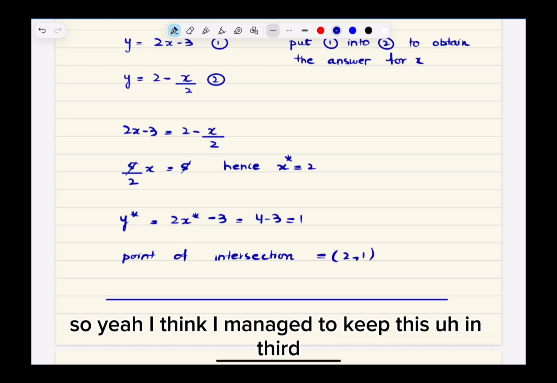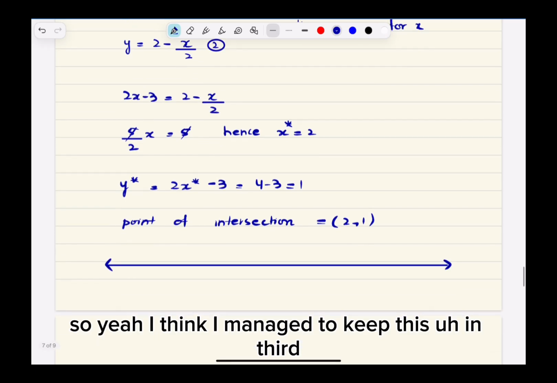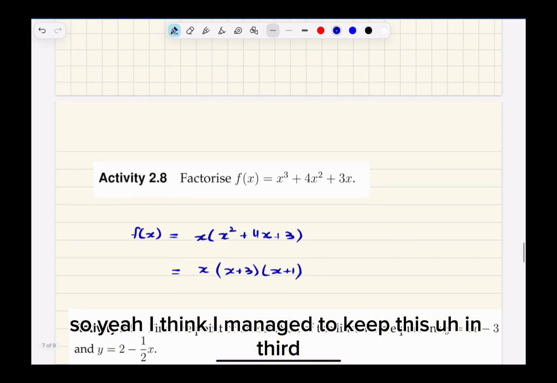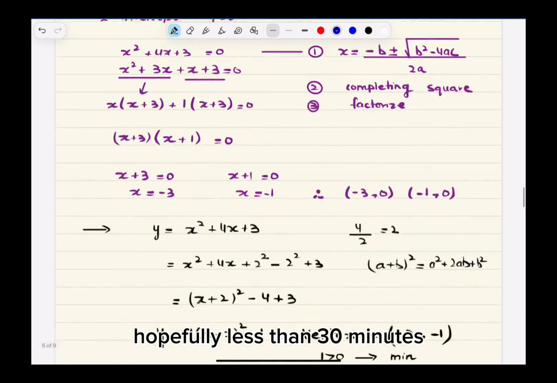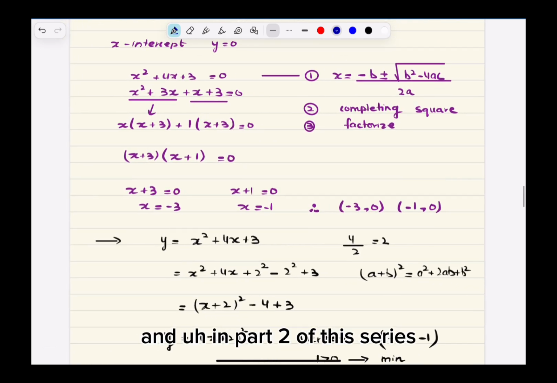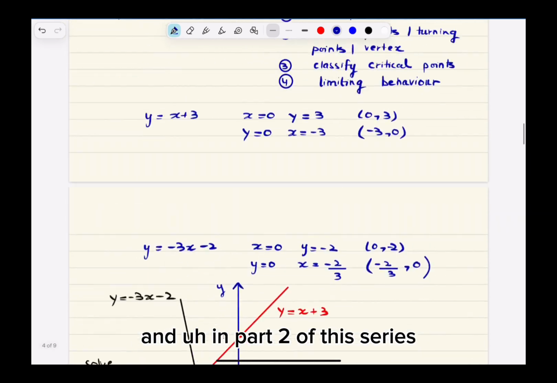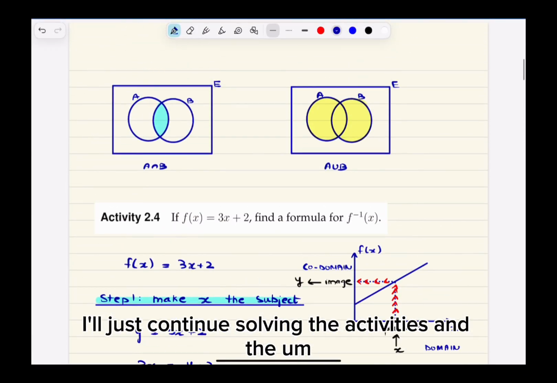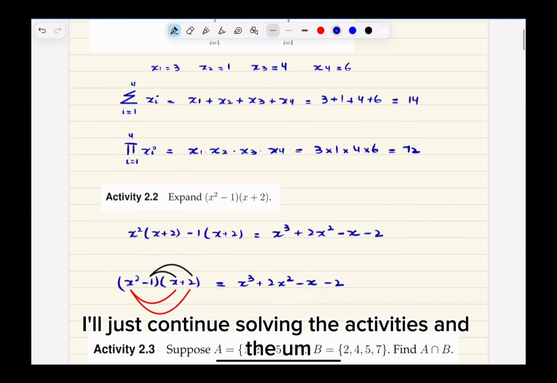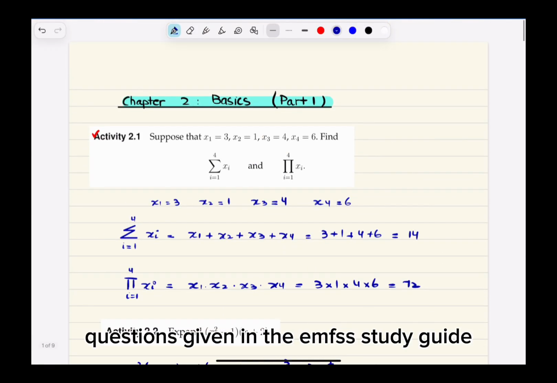So yeah, I think I managed to keep this in hopefully less than 30 minutes. And in part 2 of this series, I'll just continue solving the activities and the sample examination questions given in the EMFSS study guide.